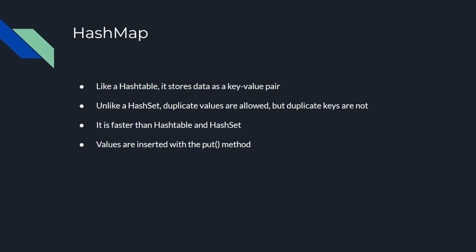Next, let's move on to hash map. So like a hash table, it stores data as a key value pair. And the difference between a hash map and a hash set is that you can have duplicate values, but you can't have duplicate keys, because duplicate keys lead to collisions. The other thing about a hash map is that it's slightly faster than hash table and hash set, for reasons that we won't get into in this course, but it's mainly because a hash map uses a unique key, while hash sets have to refer to objects, which is slightly slower.